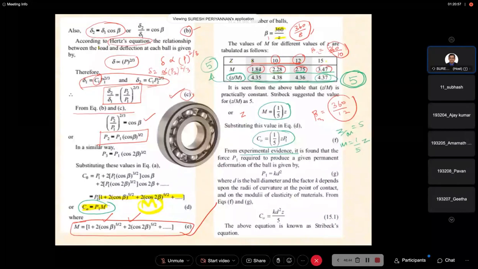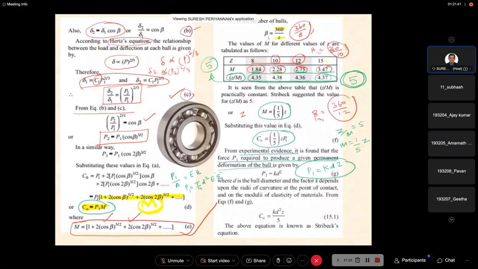Now further, from the experimental evidence, he might have conducted experiments, and he found that the force P1 required to produce a given permanent deformation of the ball is P1 is equal to K into D squared. This is not exactly one, but for your understanding, what is the stress? The ball is directly subjected to maximum load. Now P1 divided by A is equal to stress, which is Young's modulus into strain. Now P1 is equal to pi by 4 d squared and E into epsilon.